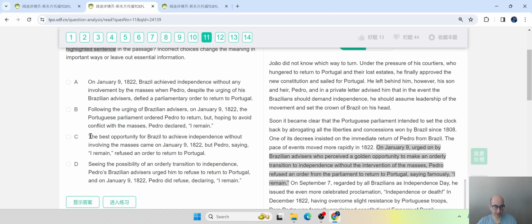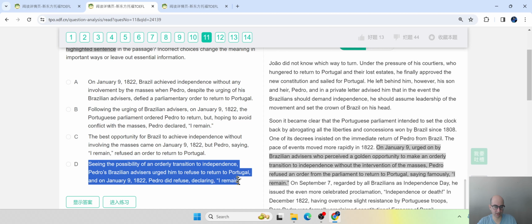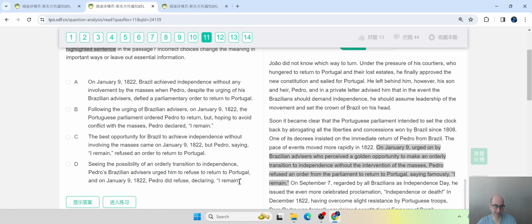So option C, the best opportunity, the best chance for Brazil to achieve independence without involving the masses came on this date. Okay. But Pedro saying I remain refused in order to return to Portugal. So again, why the but? We don't need a but or however here. It just doesn't make any sense at all. And yeah, that leaves us with choice D. It is the correct answer, but let's take a look at it and really examine why that is. Seeing the possibility, the chance, the opportunity of an orderly transition to independence.